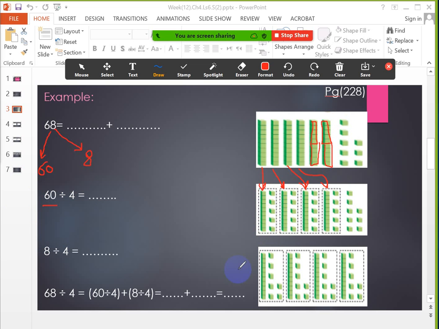Very good, Rinad. Your answer is correct. So I have here 1 long, that means 1 ten. And how many small cubes? 1, 2, 3, 4, 5. 5 small cubes.